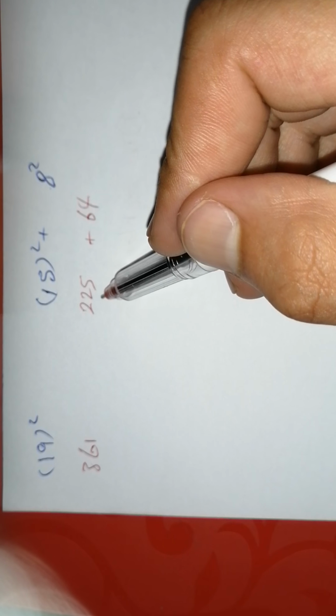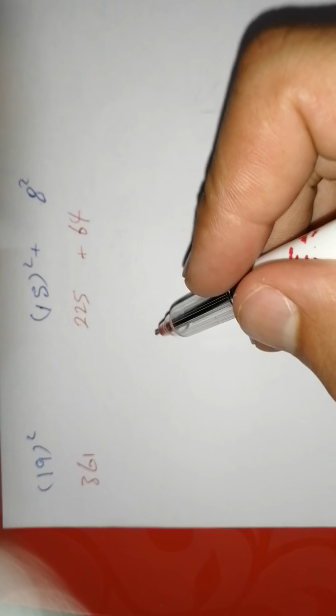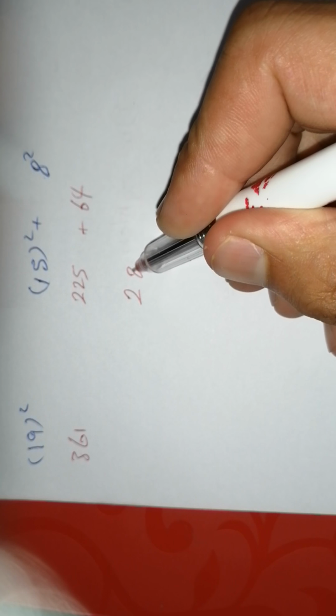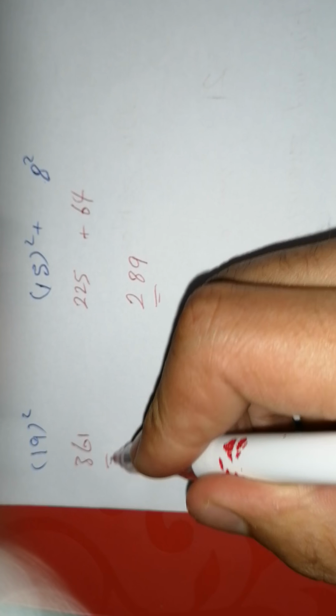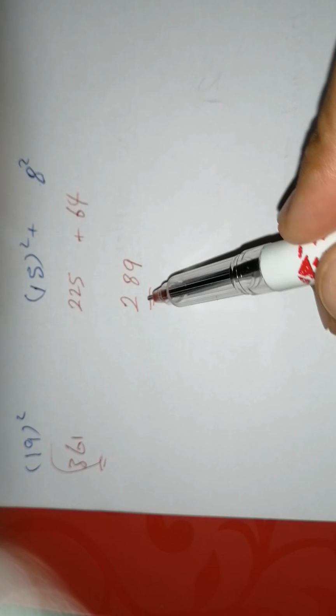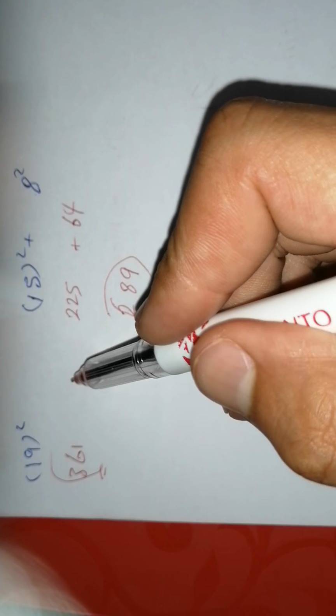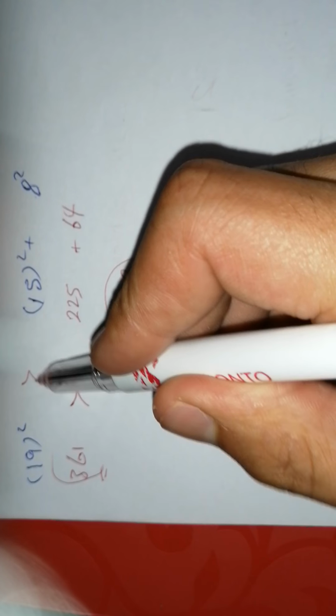What is the result of 225 plus 64? That's very good, 289. What's the relation between 361 and 289? Of course, 361 is more. So the triangle is an obtuse angled triangle, and the angle ABC is an obtuse angle.